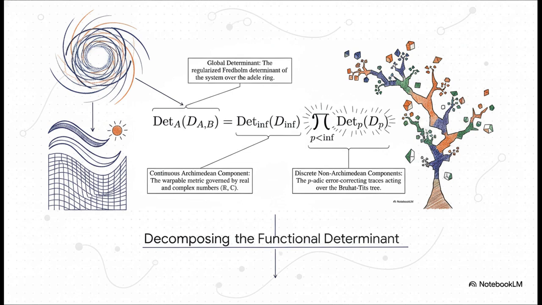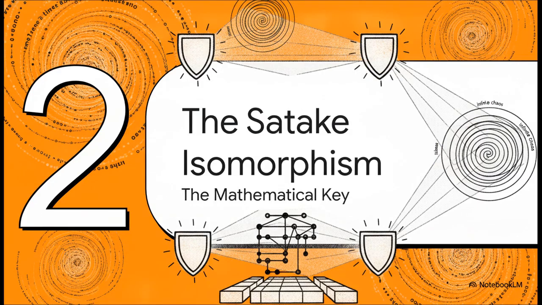Well, we decompose the global determinant over the adele ring. We split it right into two halves. First, you've got the infinity component, which represents our continuous, warpable, real and complex numbers. Then you multiply that by the discrete non-Archimedean components, basically the product of all the p-adic prime number-based traces. This equation literally splits that chaotic phase information into manageable, discrete channels. Which brings us perfectly to section 2, the Satake isomorphism.